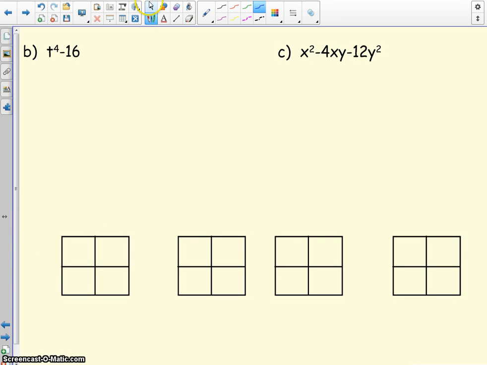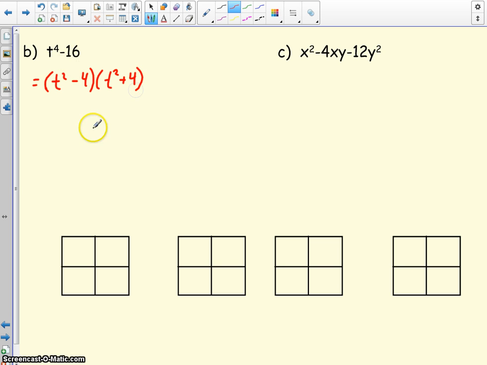Okay, let's look at a couple other ones here. So I'm looking at t to the exponent 4 minus 16. Now, if you recognize this one as being 2 perfect squares, t to the exponent 4 is a perfect square, t squared times t squared, and 16 is a perfect square, 4 times 4. I can jump straight into this being a difference of squares pattern and say this is t squared minus 4 and t squared plus 4.